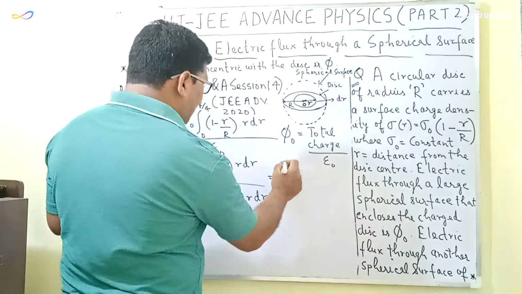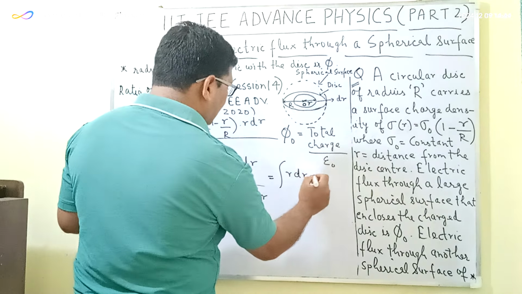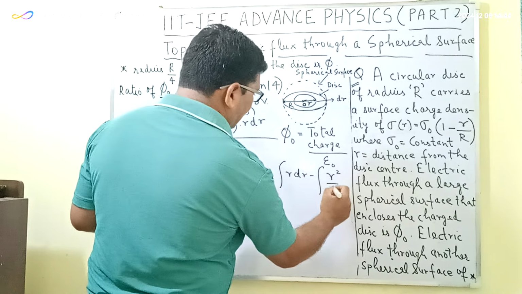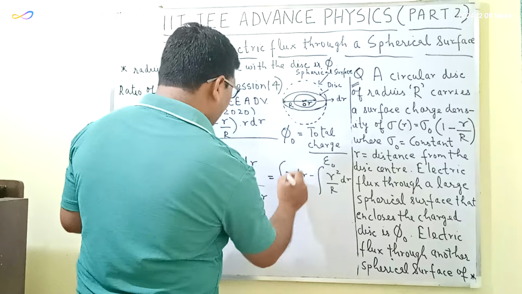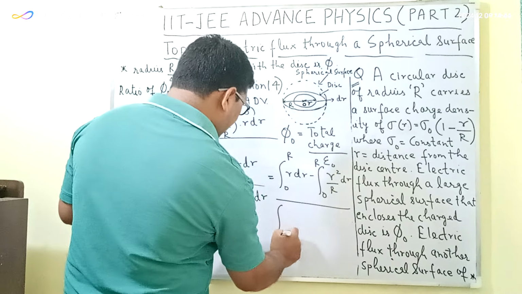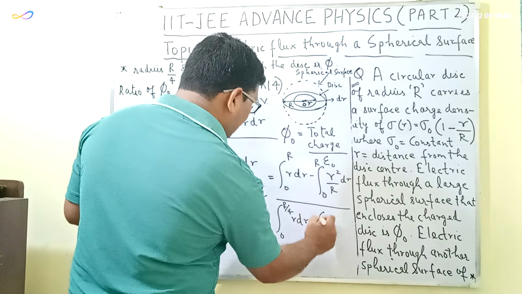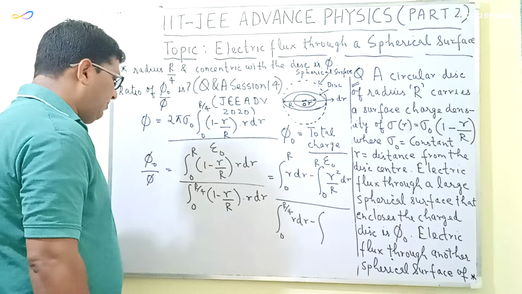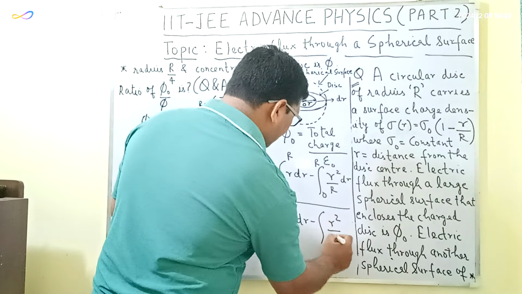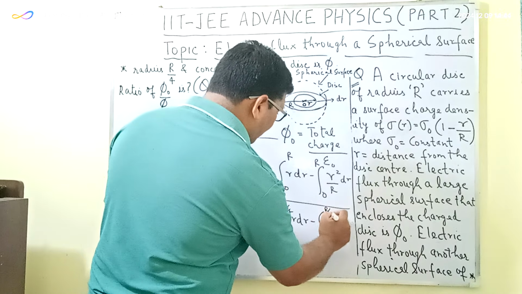Now this can be written as integration of r dr minus 1 by R integration of r square dr, from 0 to R, divided by integration of r dr within the limits of 0 and R by 4 minus 1 by R integration of r square dr within the limits of 0 and R by 4.